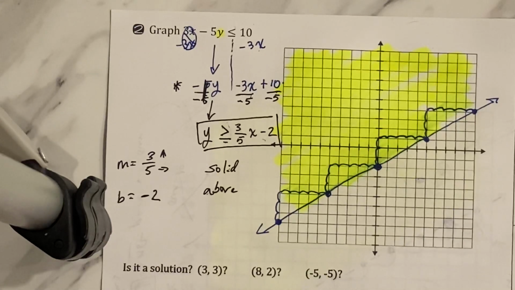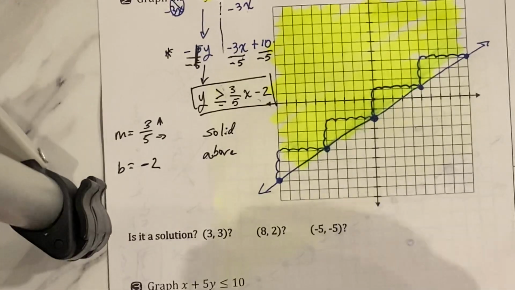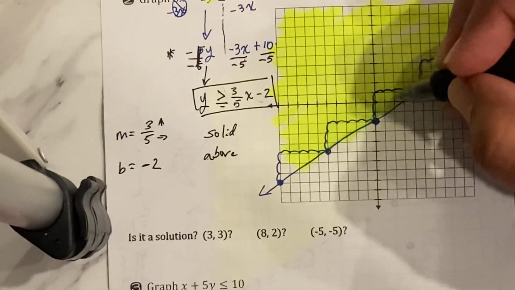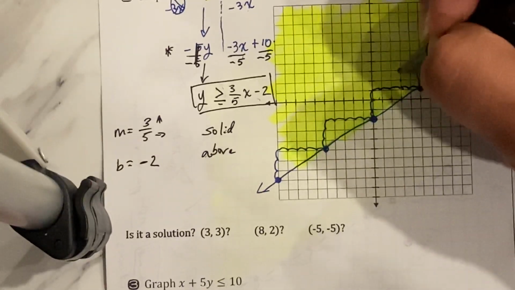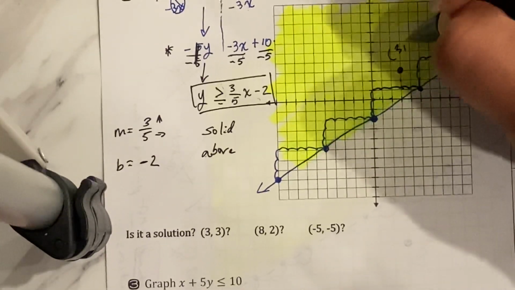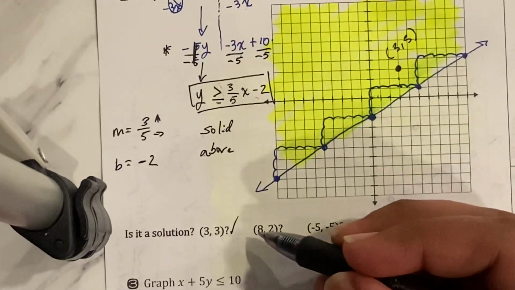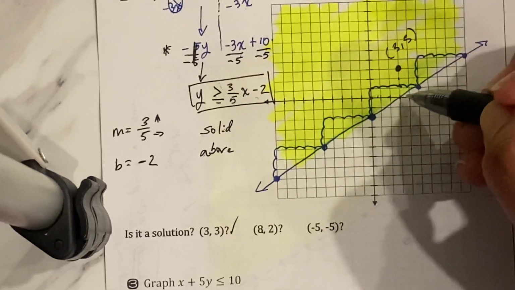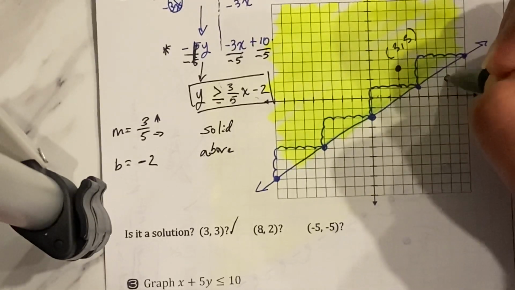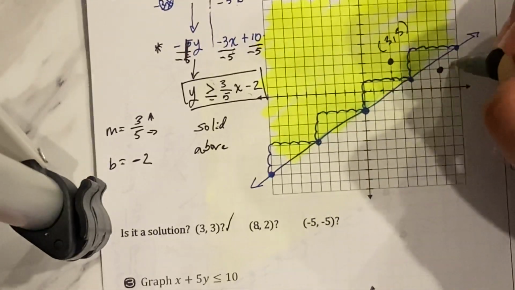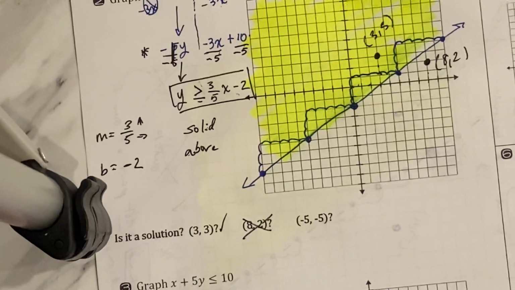Okay. After that, let's check these solutions. 3, 3. Is this guy part of my party? Check mark. Yes. 8, 2. Is this guy part of my party? 8, 2. Nope. Sorry, wasn't invited.